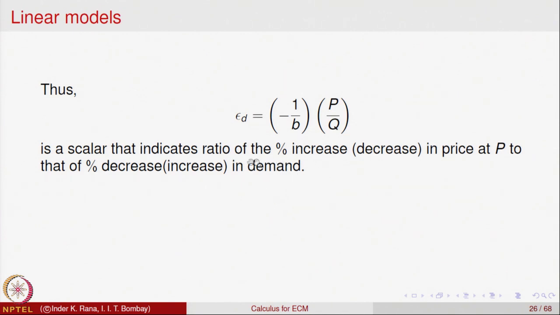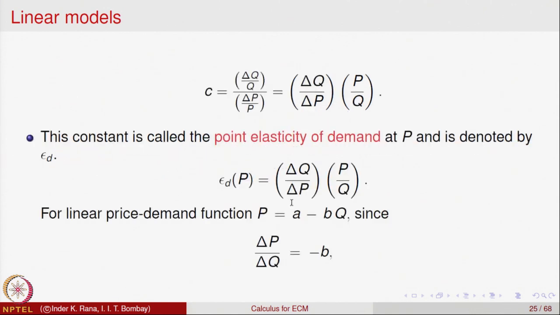So, that indicates that this is the ratio of the percentage increase or decrease at a price p to the percentage increase or decrease in demand at that price. So, this is the coefficient of elasticity for a linear model of price and demand, where the price and demand relation is p is equal to a minus b q.